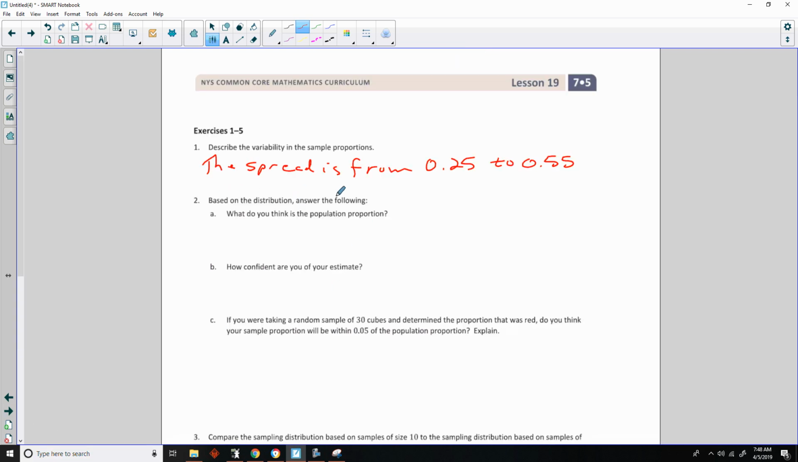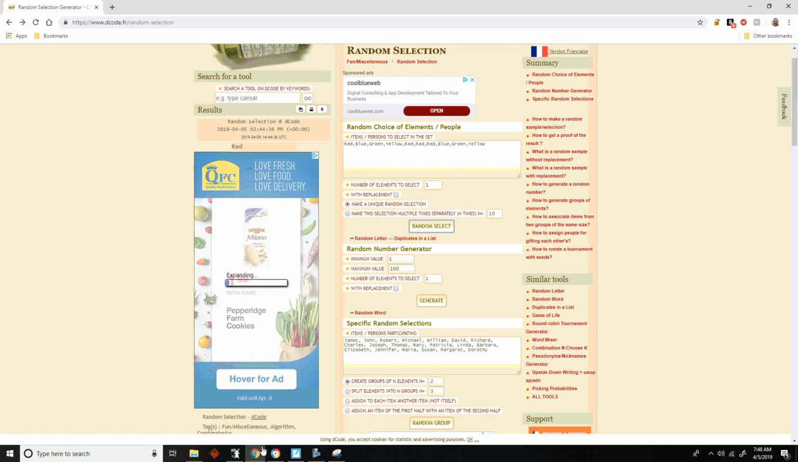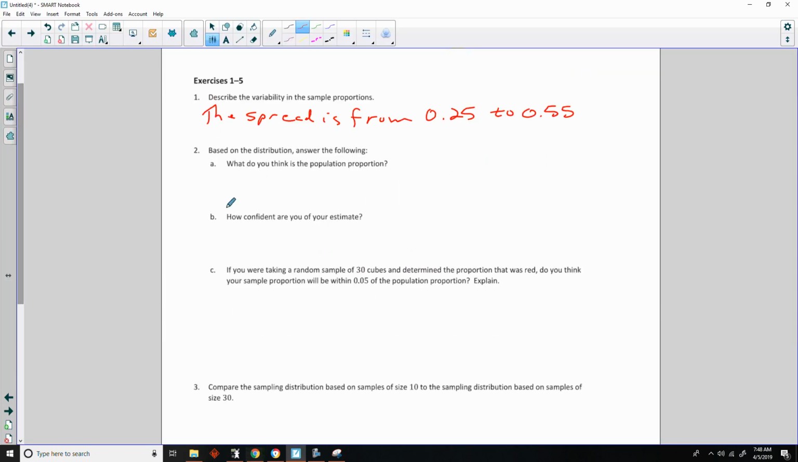Based on the distribution, answer the following. What do you think is the population proportion? So looking back at this, I would probably say the population proportion is somewhere in here, 0.4, 0.425. How confident are you in your estimate? I would say more confident since there is less variability.